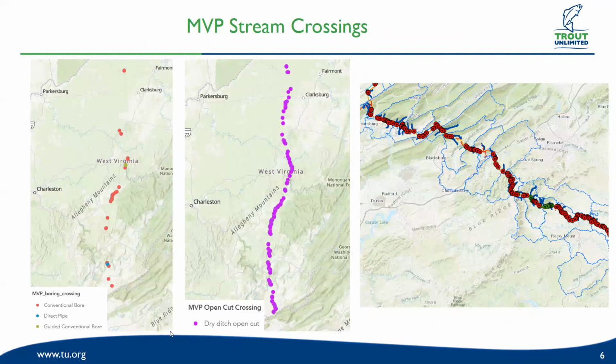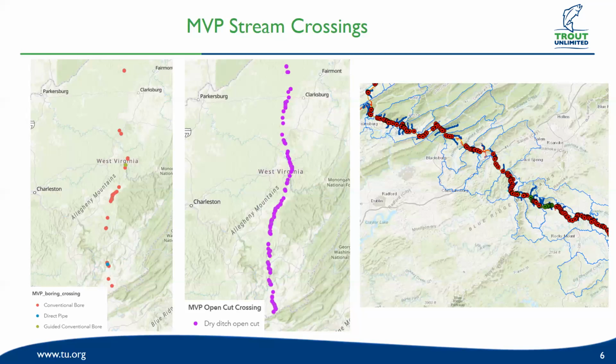All right, I just wanted to share a few maps that we can share with you in interactive form following the webinar. But here you see the left two maps are both stream crossings in West Virginia. The purple are stream crossings that are proposed to be completed using dry ditch open cut. And then the red and green and blue on the left are stream crossings that are proposed to be borings, whether they're conventional, which is the red, direct pipe, which is the blue, and guided conventional bore, which is the green. And we'll talk more about what these various terms mean and the particular concerns with them.